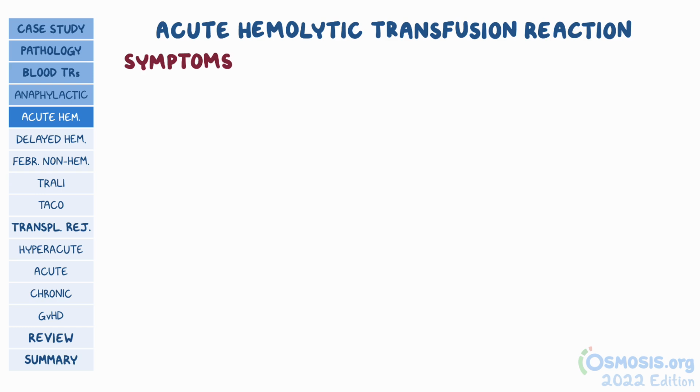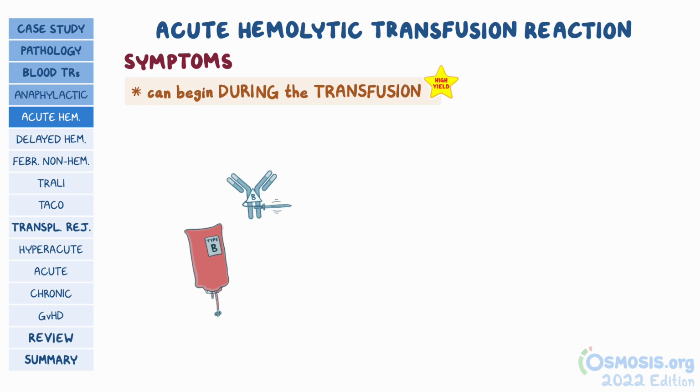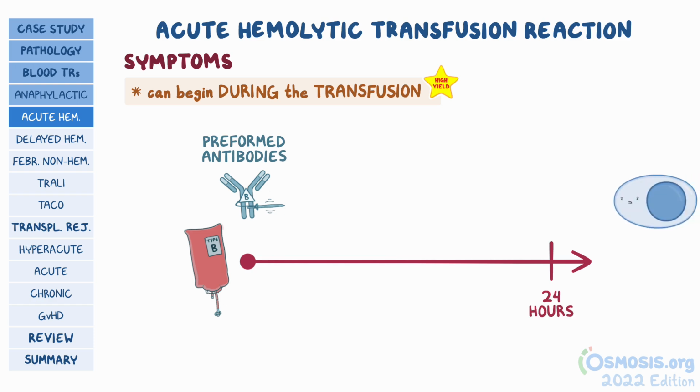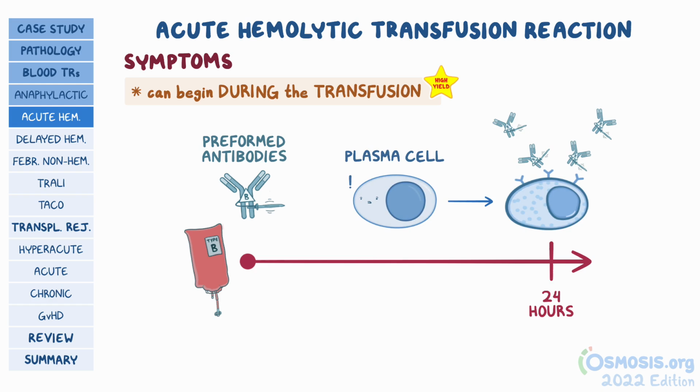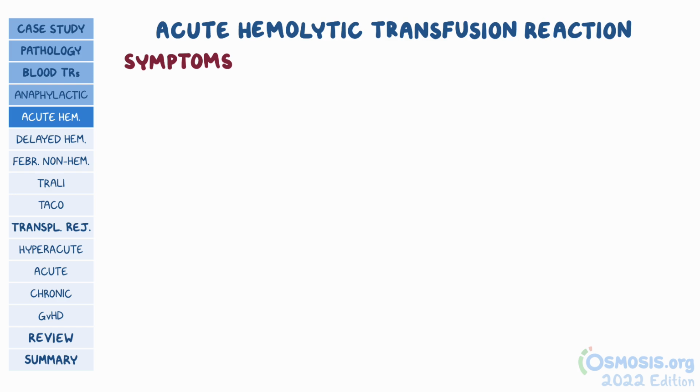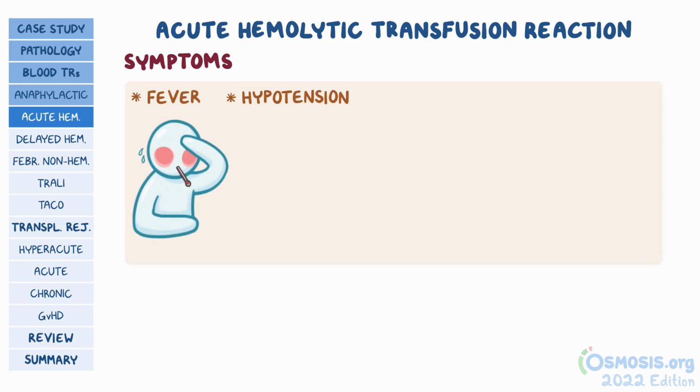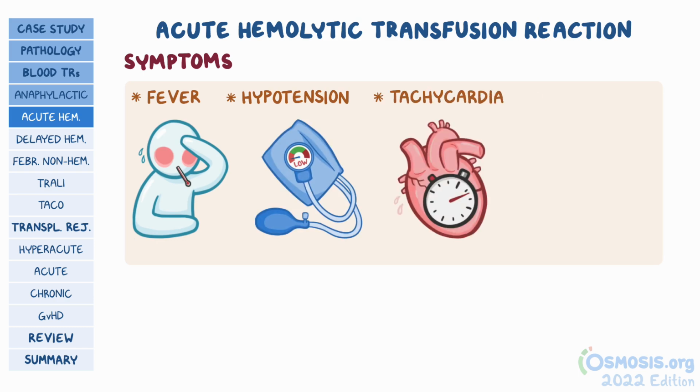Symptoms of acute hemolytic transfusion reaction can begin during the transfusion due to the presence of preformed antibodies, or any time within 24 hours from the transfusion, which is the time it takes plasma cells to form the antibodies. Individuals who have acute hemolytic transfusion reactions may experience fever, hypotension, tachycardia, and tachypnea.